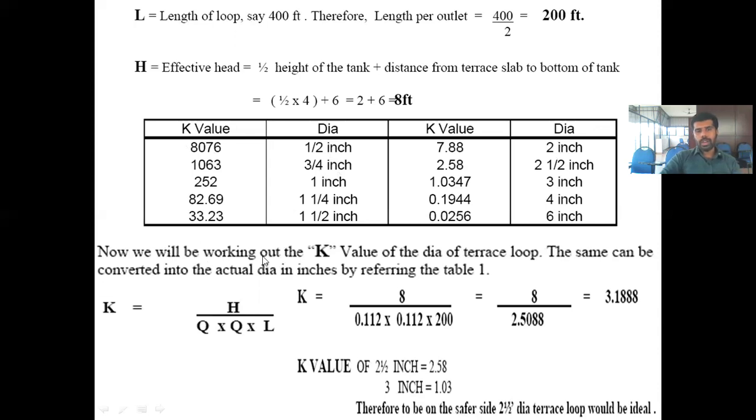So now we will be working out the K value for the dia of the terrace loop. The same can be converted into actual dia in inches by referring to table 1. So this is the table 1. In order to find the K value, we have the formula K is equal to H divided by Q into L. This H is the effective head, Q is the discharge, and L is the length. You know all these values, correct? Effective head is 8 feet. Now Q is the discharge. Discharge how much?